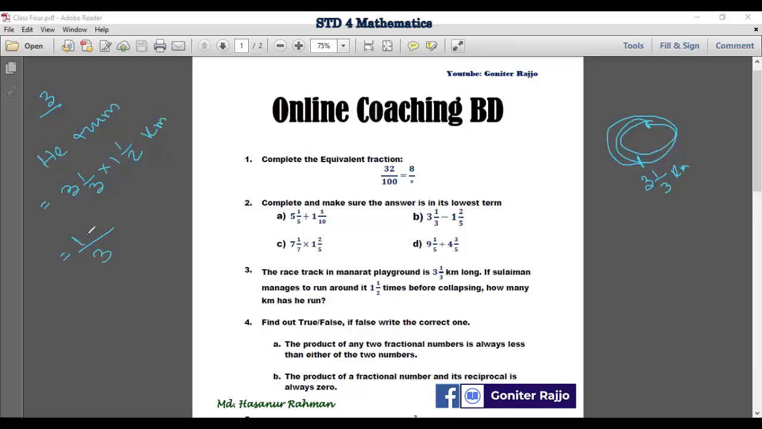3 threes are 9 plus 1, that is 10, multiplied by 2 times 1 plus 1, that is 3. So now we have to divide. We can divide 3 and 3, and 10 divided by 2, that should be 5. So the answer should be 5 kilometers.